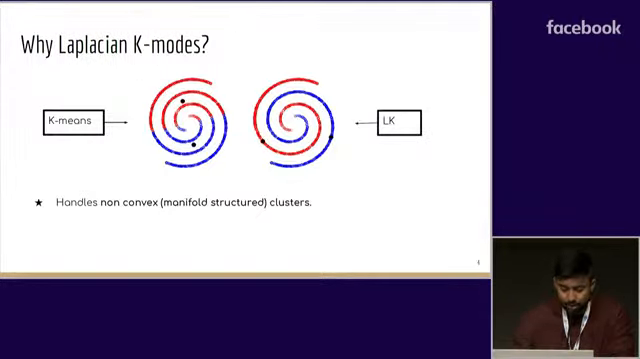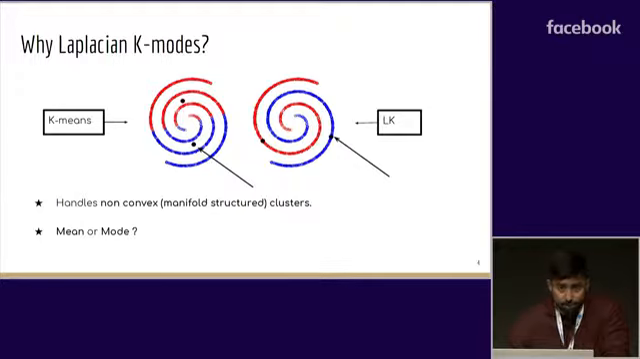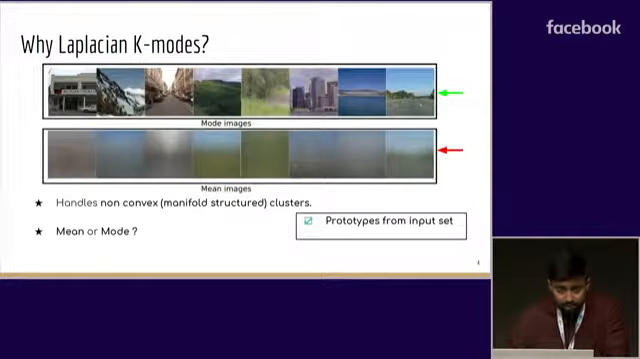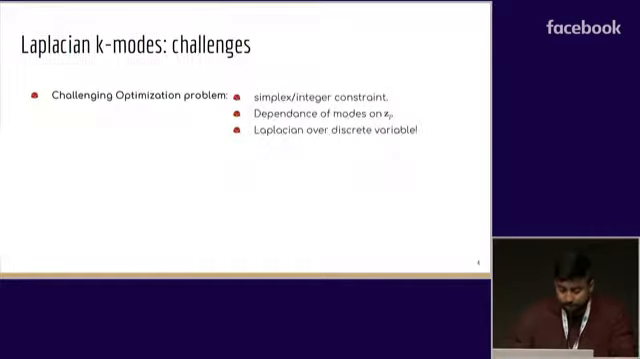constraint. So, Laplacian K-modes, first, can handle non-convex clusters easily, as in spectral clustering. Secondly, unlike K-means, it provides modes as prototypes from the valid input set, and this can be useful for high-dimensional manifold-structured inputs, such as images, where simple means may not be good representatives. For instance, here there are several semantic classes like building and highways, and from our clustering results, we get the mode images, which convey the most frequent semantic information of each cluster, where you can see the means are not that good representatives.